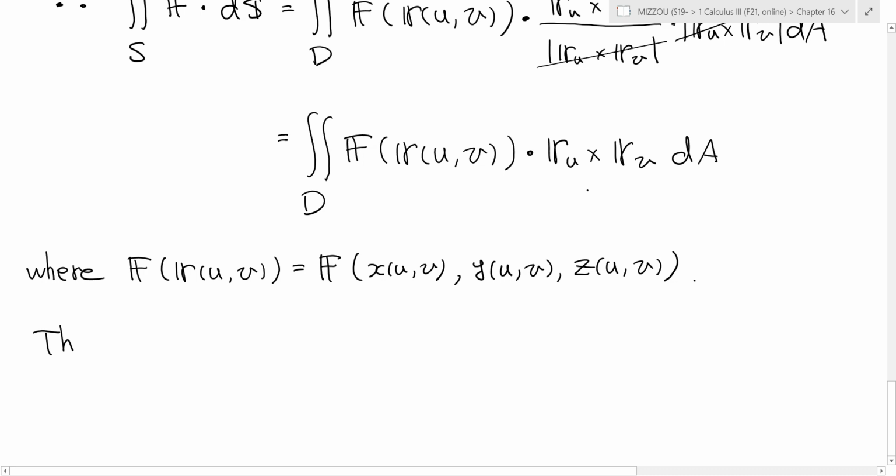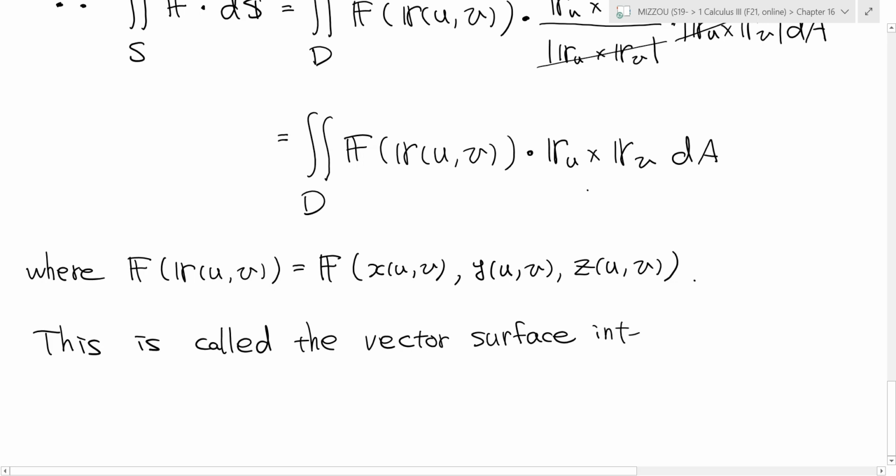And then this integral is called the vector surface integral of F, or you may call it flux, through the surface S. Okay. But let's just work out some examples.